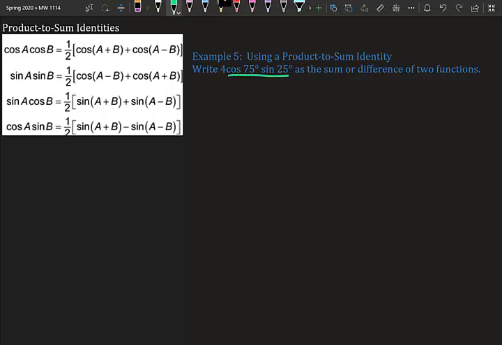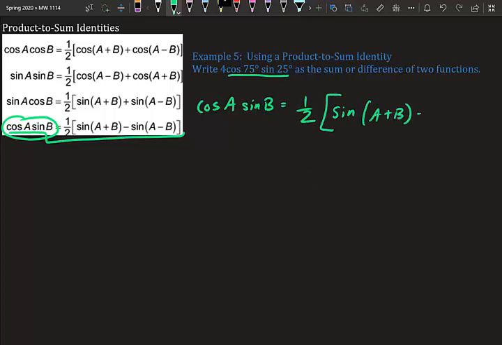So if we look at it, we have cosine, sine. So if we have cosine, sine, we're going to be using this identity right here. See how it matches? Cosine, sine. And we have two values, A, we have B. So we have cosine A, sine B. That equals 1/2 sine A plus B minus sine A minus B.